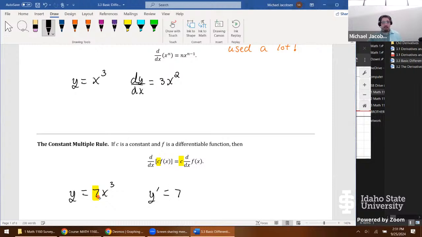So 7 goes here. We take x power 3 and differentiate that. So that's this step right here. 7 came out on the left. d by dx of f of x, if we use prime notation, would just be x cubed prime. We still have to work out this last derivative, but then this is the power rule.